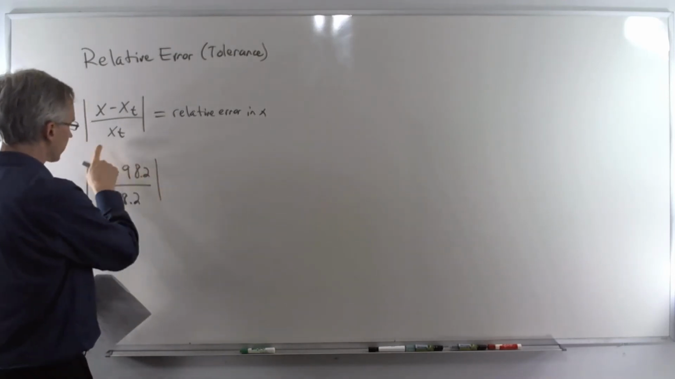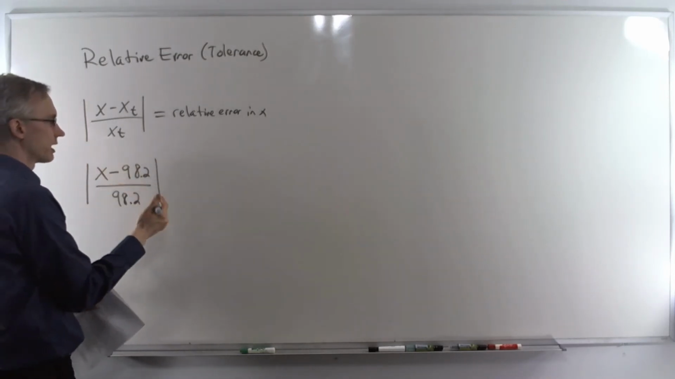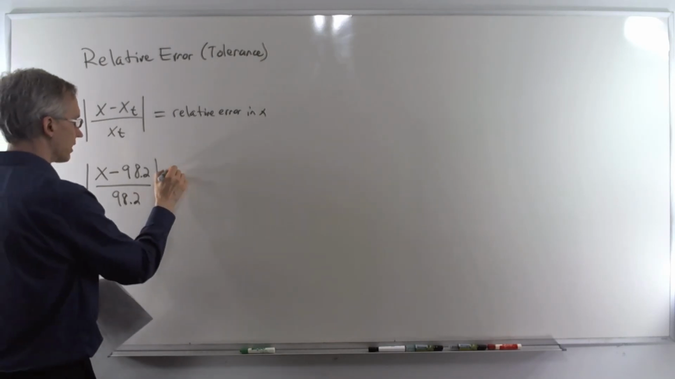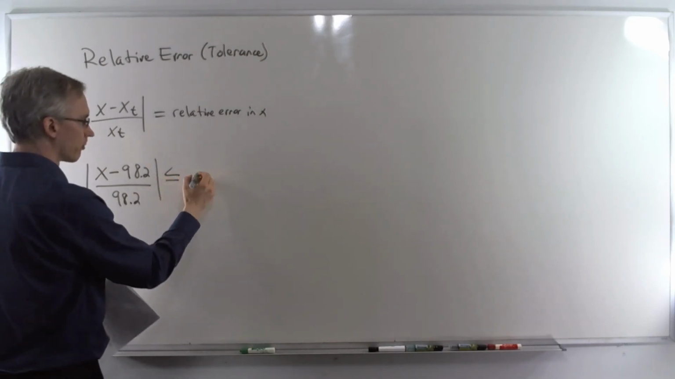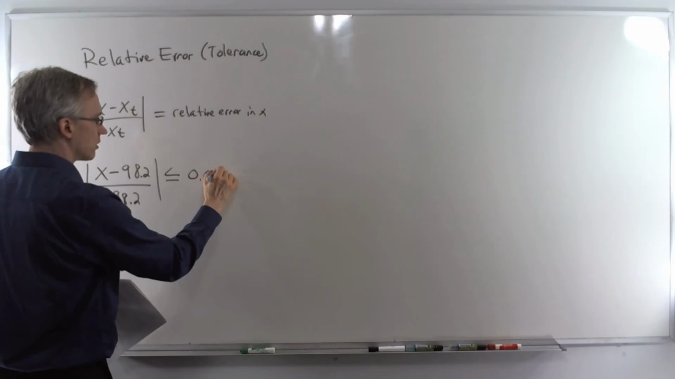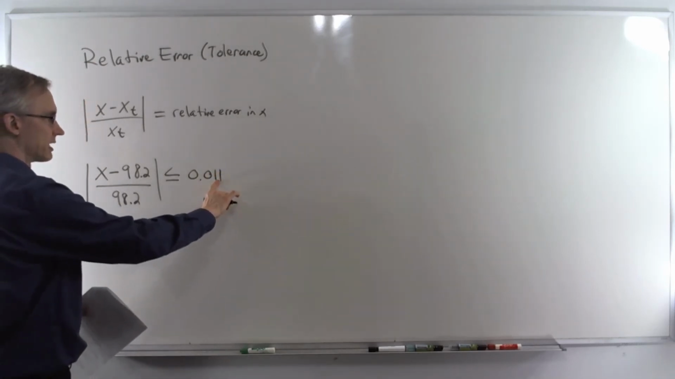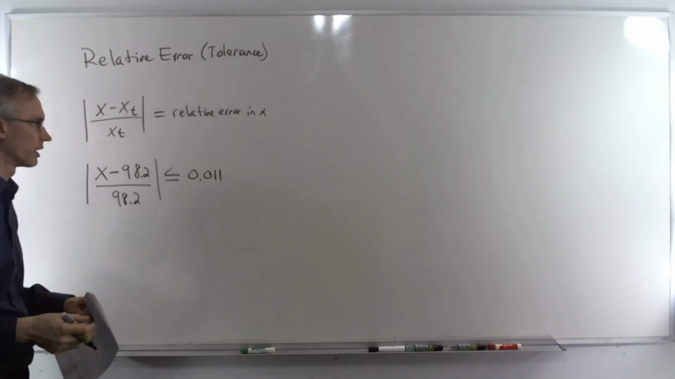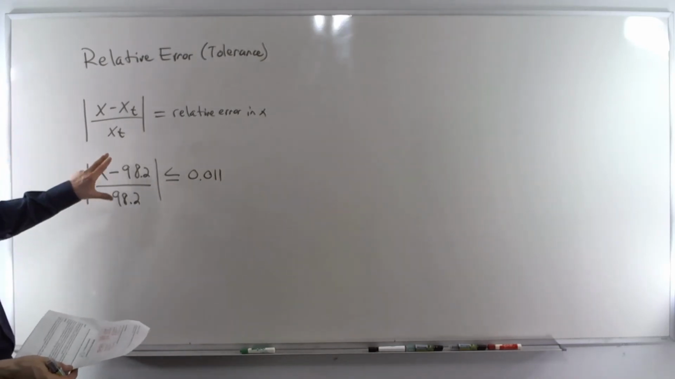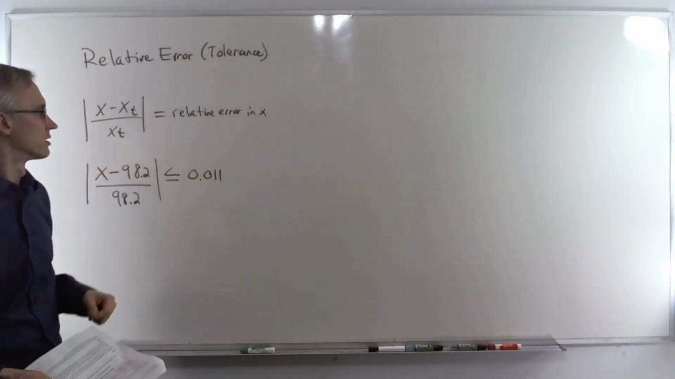Now, when we calculate the relative error for this situation, we want it to be less than or equal to 1.1%. We'll convert 1.1% to a decimal. So take the decimal, move it 2 to the left, and we get 0.011. So we need this quantity here to be less than or equal to 0.011.